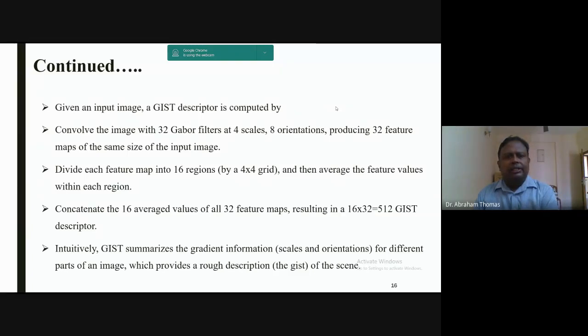Given an input image, a GIST descriptor is computed by convolving the image with 32 Gabor filters at 4 scales, 8 orientations, producing 32 feature maps of the same size as the input image. Divide each feature map into 16 regions by a 4x4 grid, and then average the feature values within each region. Now concatenate the 16 average values of all 32 feature maps, resulting in 16 times 32 equals 512 GIST descriptor. Intuitively, this summarizes the gradient information, scales, and orientations for different parts of the image, which provides a rough description or the gist of the scene.